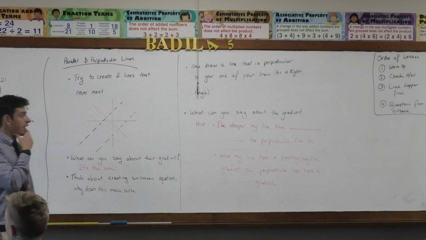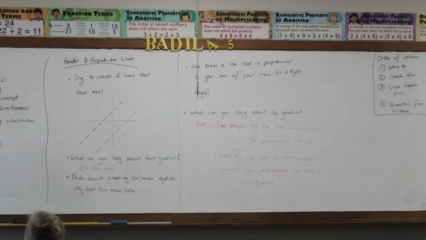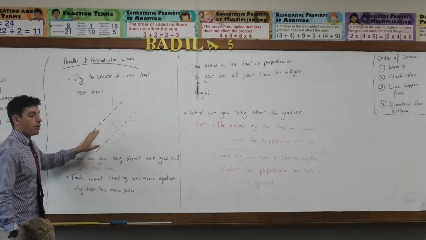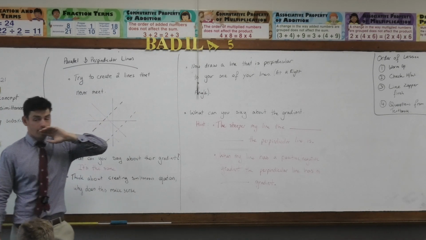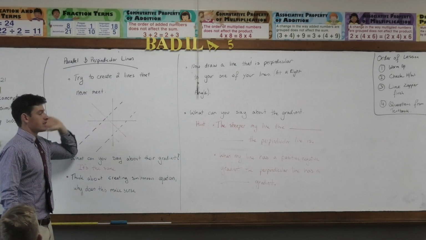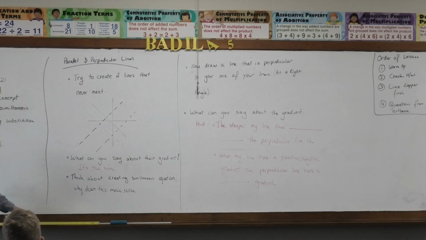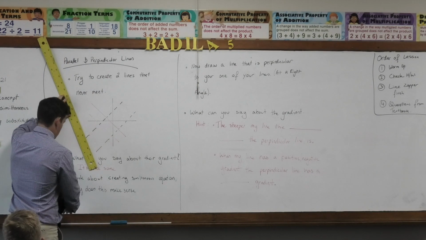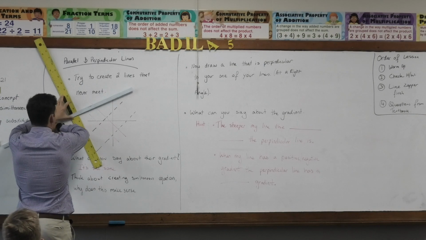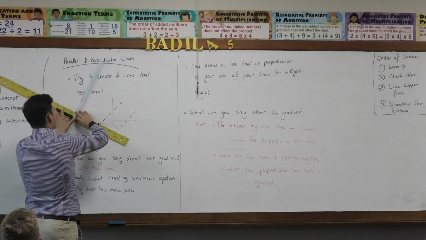I said, is there a relationship between a perpendicular line and the gradient of the original line? Yes, there is, correct? Because both these have got the same gradient. Both my red lines have got the same gradient, and both my perpendicular lines have got the same gradient, correct? If my original line, my red line, was really steep, what would happen to my perpendicular line? It'd be pretty flat, wouldn't it, correct?